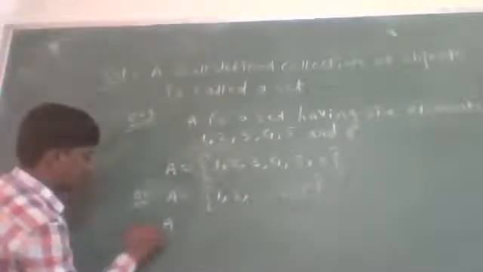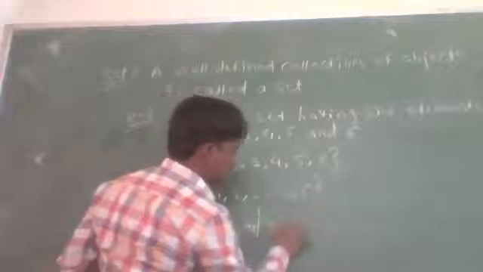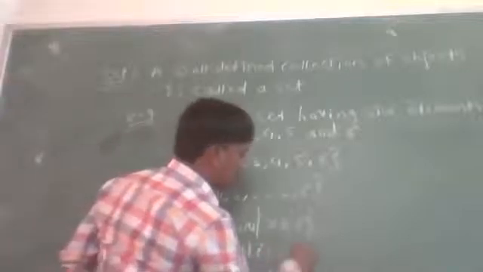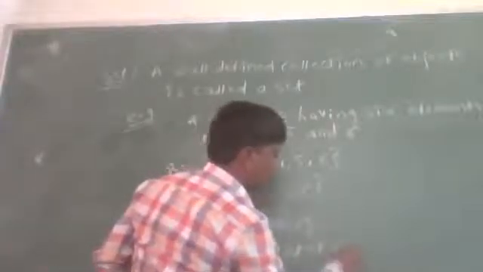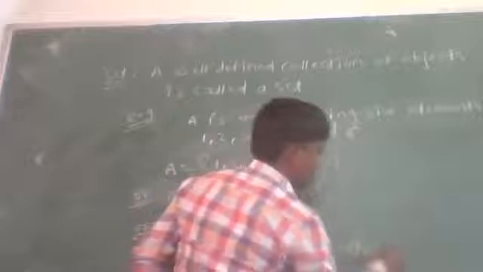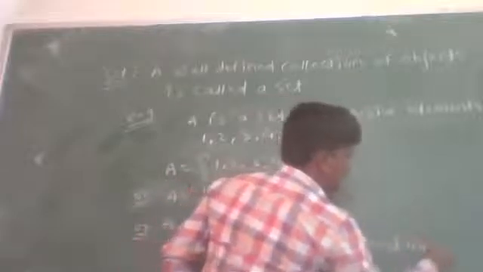by A equal to all x belongs to N such that x is less than or equal to 6, where N is the set of natural numbers. So we can denote a set by these 3 ways.